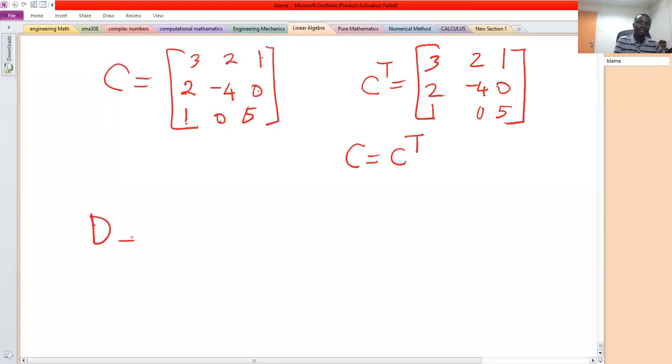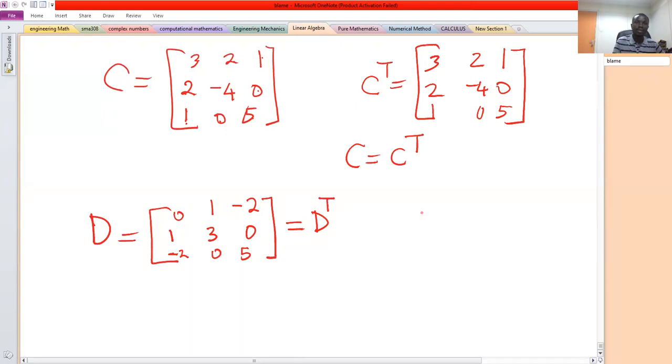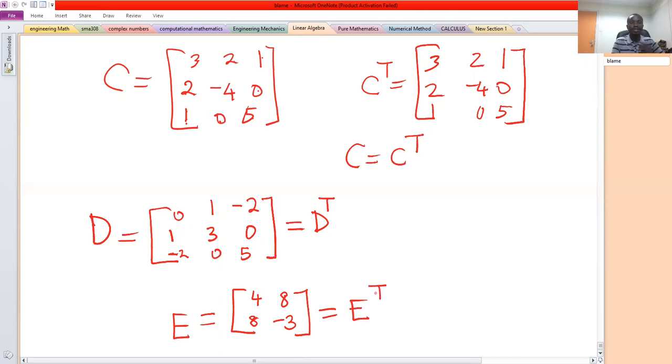And if I have D given by 0, 1, minus 2, 1, 3, 0, and then minus 2, 0, 5, you should check that this is also the same as its transpose. And if I have a matrix P given by 4, 8, 8, minus 3, this matrix is also symmetric because it is equivalent to its transpose. So that's how we define a symmetric matrix. Next session, we define what we call skew symmetric matrix, triangular matrix, and orthogonal matrix. Thank you.